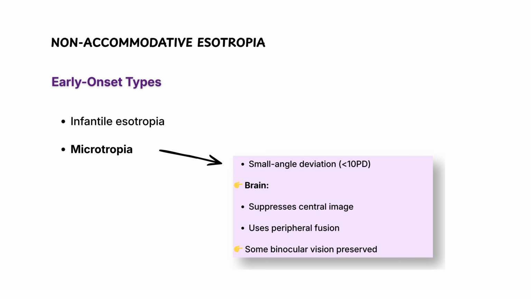Even though the eyes here are slightly misaligned, the brain still adapts in a very clever way. It suppresses the central part of the image from the deviated eye, but still uses the peripheral vision from both the eyes together. So some degree of binocular vision is preserved. Clinically, this is known as central suppression and peripheral fusion. These conditions will be discussed in detail separately.